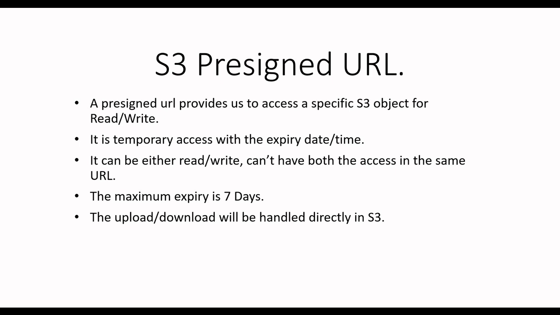The pre-signed URL provides us access to a specific S3 object. That means we can access the S3 object using this URL for read or write. It is temporary access. We should provide the expiry date and time. You may need access for 1 minute or 10 minutes, or it can have a maximum of 7 days. The URL can be used for either read or write. It cannot have both accesses. Either it can be used for upload or it can be used for download.